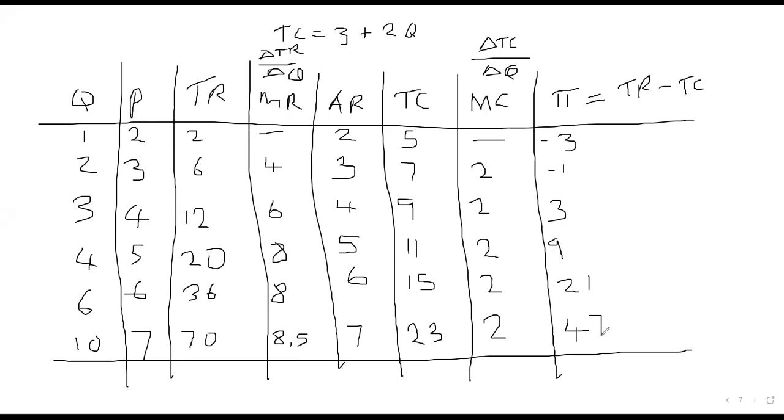So using this table here, at what point is the firm economical? When can we not produce? How many units should we start producing?